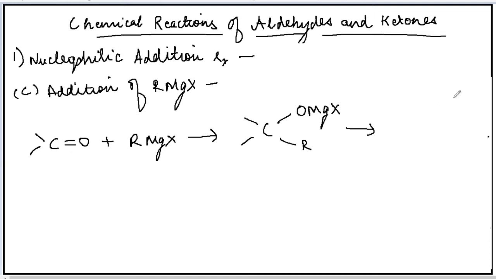So Grignard reagents are the organometallic compounds which consist of the organic group as well as the metallic group. So what will happen? For that, it undergoes hydrolysis. As it undergoes hydrolysis, it gives the final product. So this is how the reaction takes place with Grignard reagent.